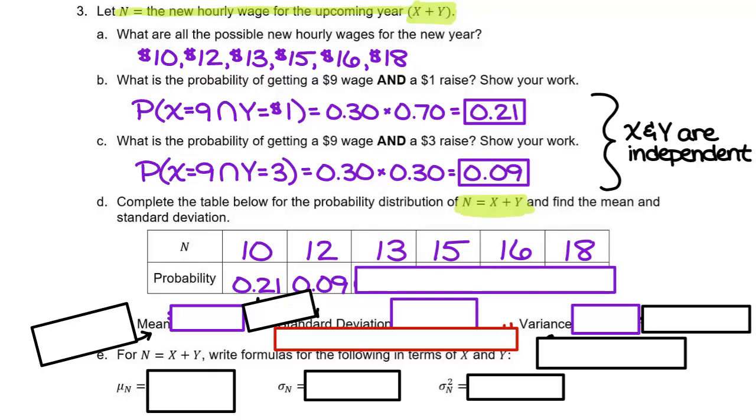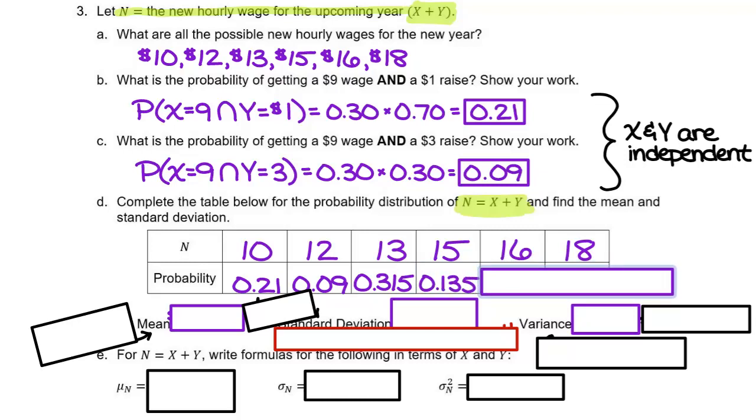Thank you. You're welcome. What is the probability for 13? 0.315. Thank you for taking that out to 3 decimal places. What's the probability for 15? 0.135. For 16? 0.175. And finally for 18? 0.075. And if you add all of those up, those do add up to 100%.